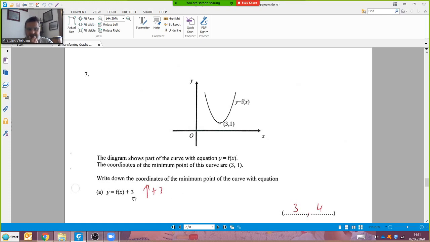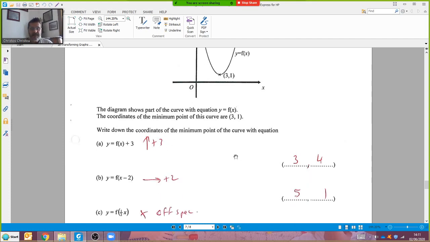I want to see what happens to the minimum point of the curve when I go f of x plus 3. So you take your function and go 3 units. So (3, 1) becomes (3, 2), (3, 3), (3, 4). That's 3 units up. So (3, 4) is correct.